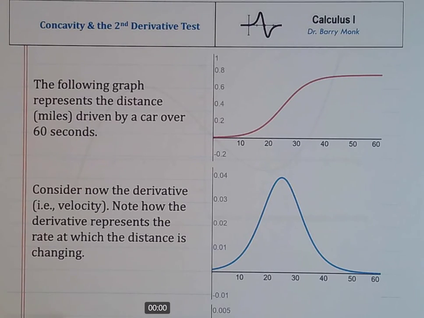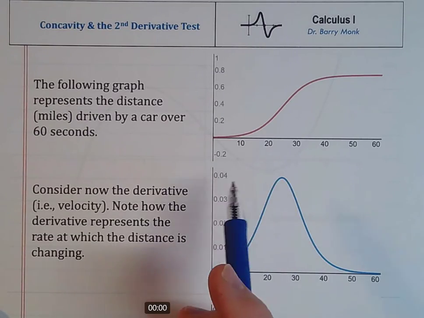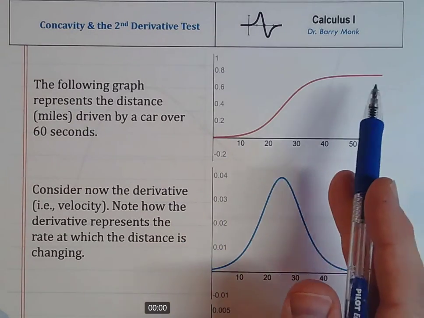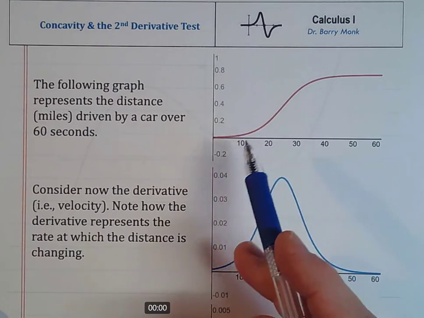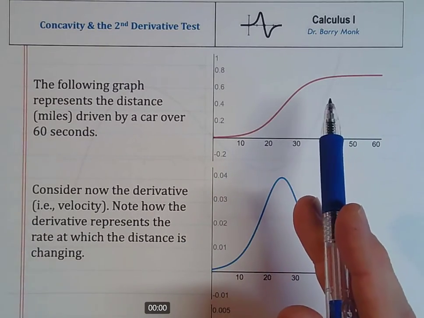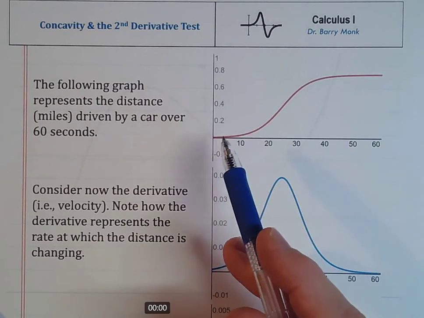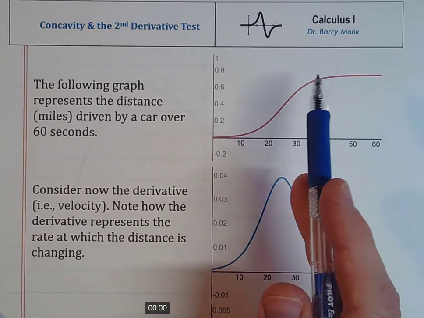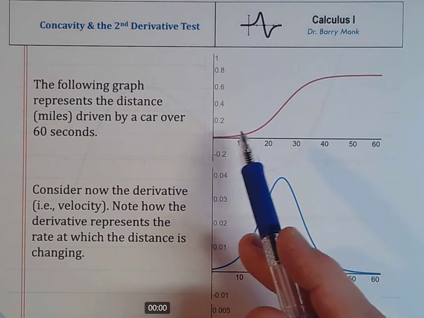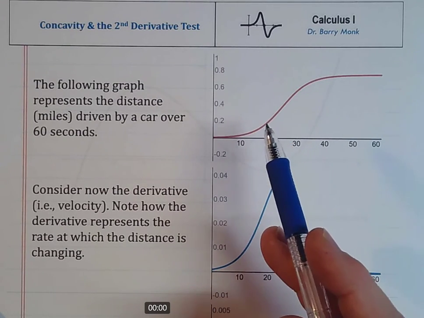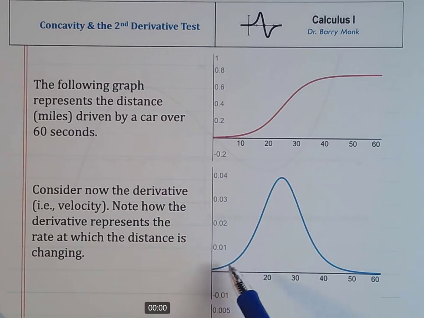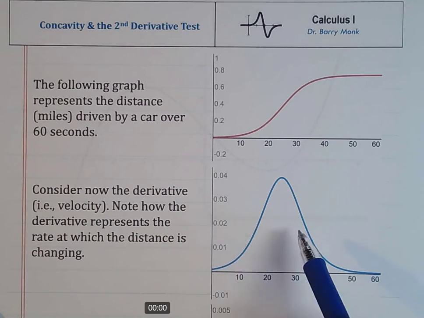Okay, so we're going to talk about concavity and the second derivative test. Let's begin just by thinking about a graph here. This graph represents the position, the distance of a car over 60 seconds. If we take a look at the derivative of this, remember we have the tangent line here for any point on here, and the slope of the tangent line is measured by the derivative, then the derivative looks something like this. And we can see that this makes sense.